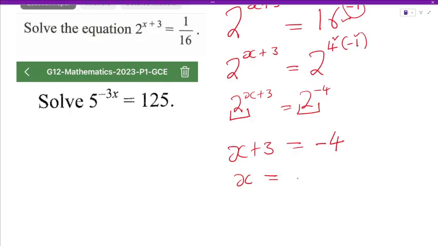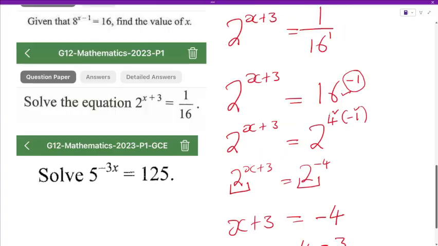So meaning x is equal to what? Negative 4 minus 3. x will be equal to negative 7. Why? Because we said when the signs are the same, you maintain the same sign, and then you add the numbers. 4 plus 3 giving you negative 7. And we are done with the indices.